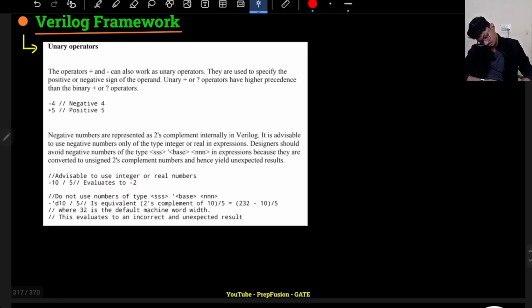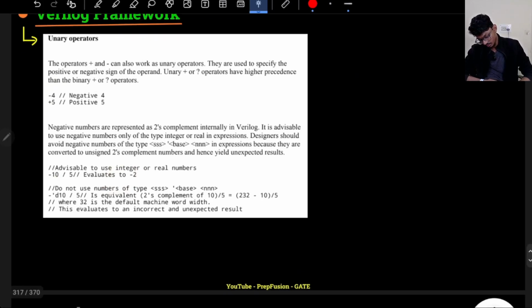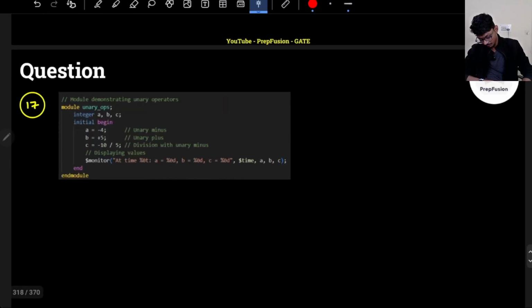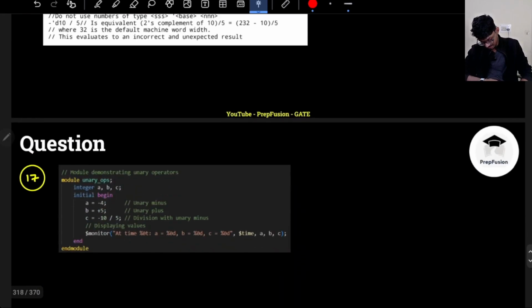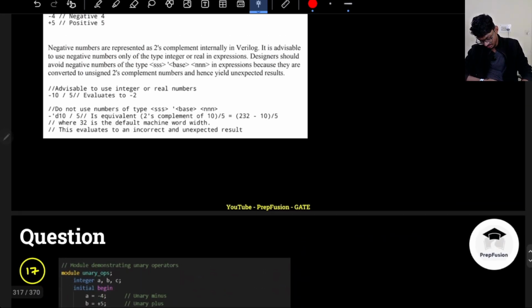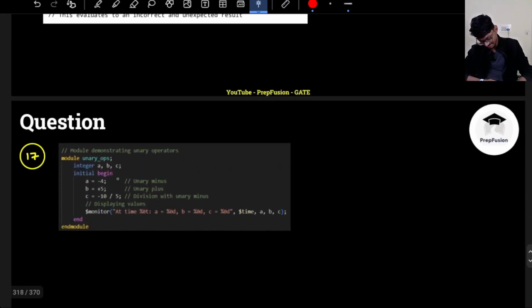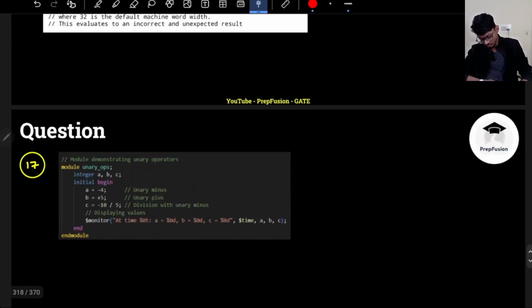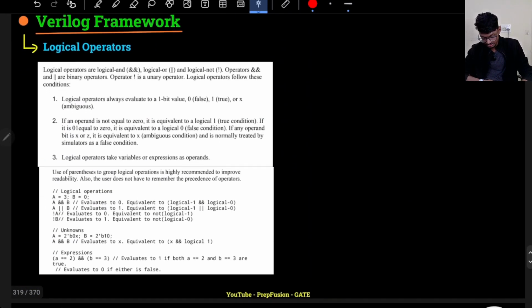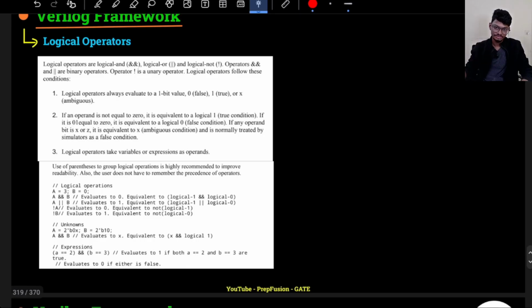So minus 5 divided by 2 will evaluate to minus 2. It is equivalent to taking the 2's complement of 10 and then dividing by 2. That is what it is doing. So it is the same thing only, nothing changed. This is very simple. Okay, so you can solve this. Next, there are a few more unary operators, we will discuss those. Okay, next is logical operators.